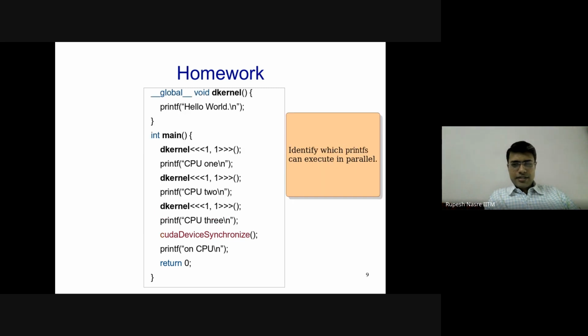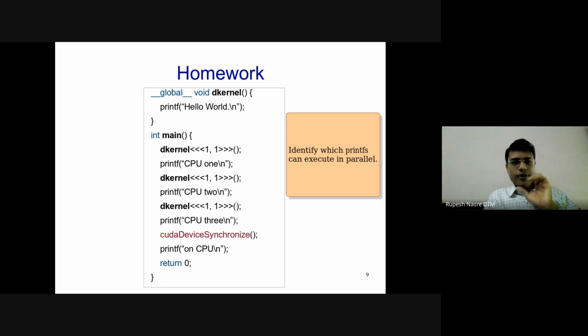All right. Now you are asking me a lot of questions, so let me ask you one question. I have modified the program, and I still have <<<1,1>>>, so it's a completely sequential execution of the GPU kernel. Then I have added some printfs: CPU1, CPU2, CPU3, cudaDeviceSynchronize, and then a final printf on the CPU.